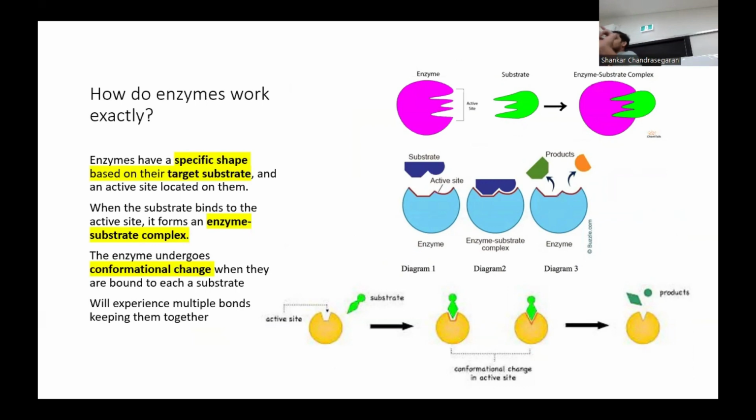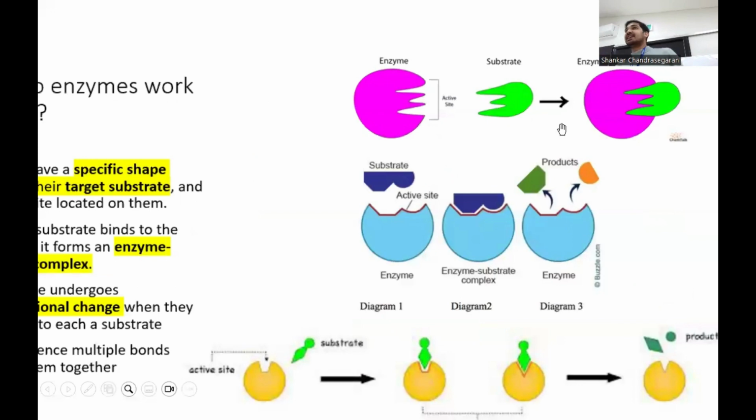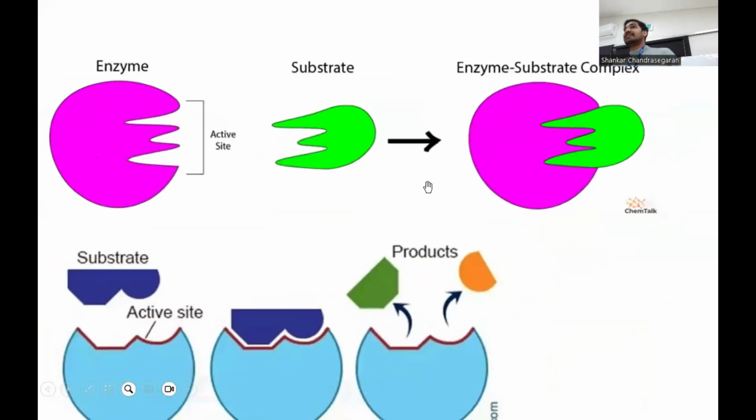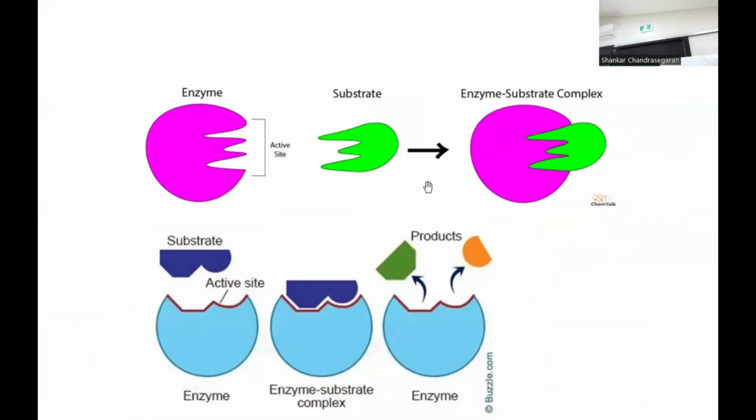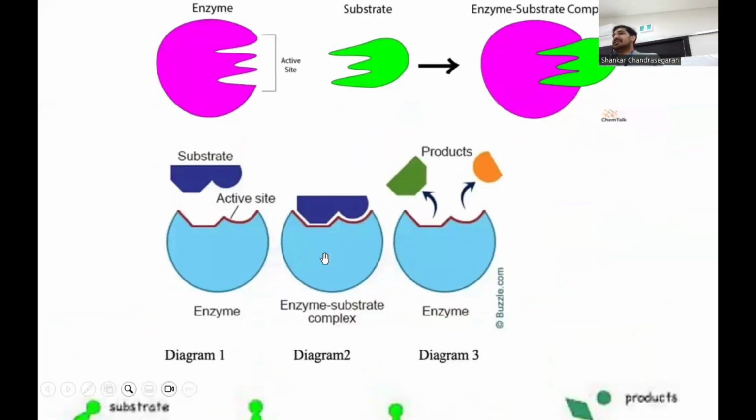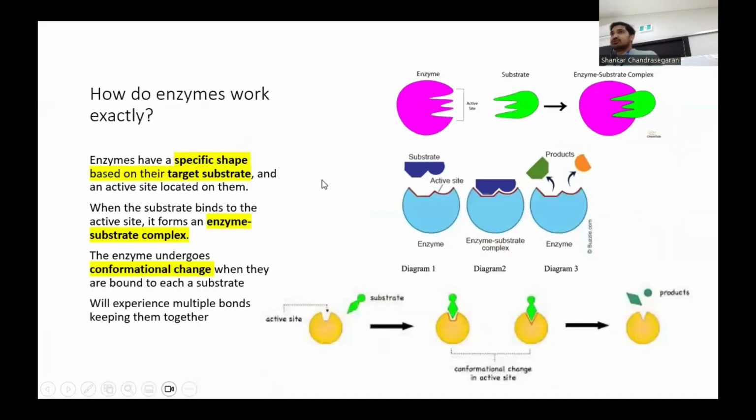So this all is possible because of the specific shape that enzymes have based on their target substrate, right? You can see on the pictures on the side here, each enzyme has a specific shape for its specific substrate. So depending on the substrate, that active site will be shaped accordingly. And when they bind together, they form the enzyme-substrate complex. And as soon as that active site is affected due to heat or pH or any other factor, then the function of the enzyme is also affected.